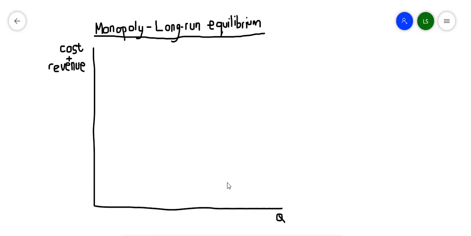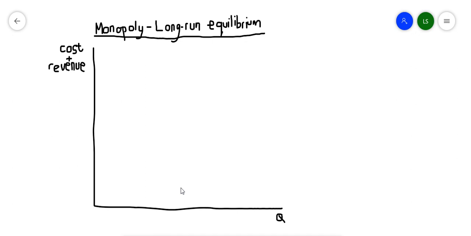All right. So you write today's date. There's your heading, Monopoly Long Run Equilibrium. You draw your axis. Okay. If you need to pause the video now to get your books ready and to get your station and everything ready, you do so.